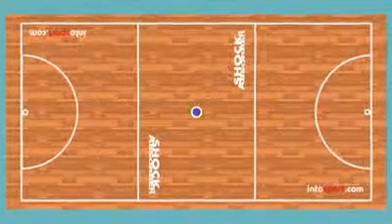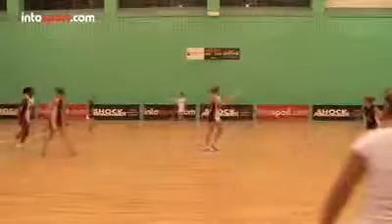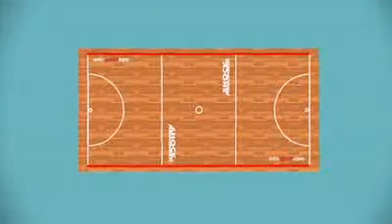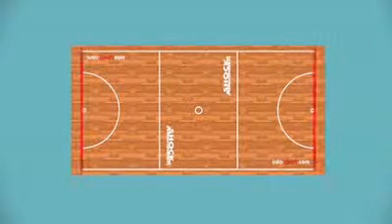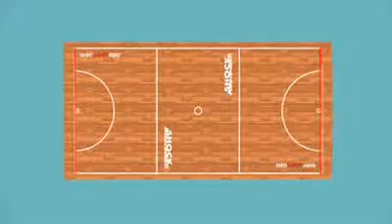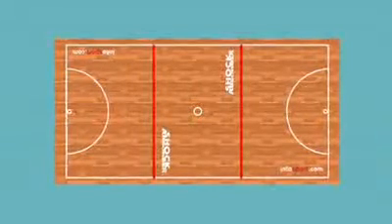This is where games are started from and then restarted whenever a team scores a goal. The long outer lines of the court are known as the sidelines, and the shorter outer lines are called the goal lines, and the two lines that separate the thirds of the court are known as the transverse lines.